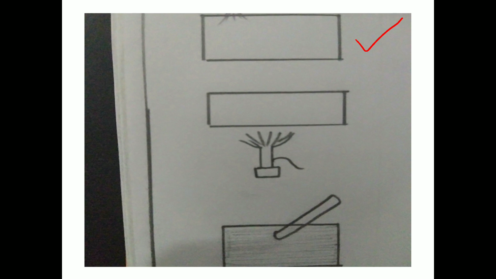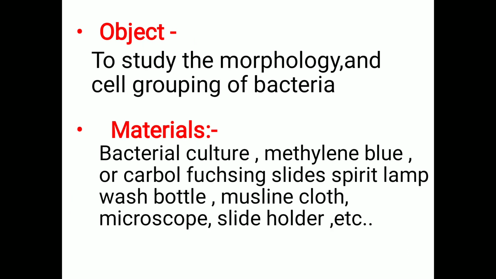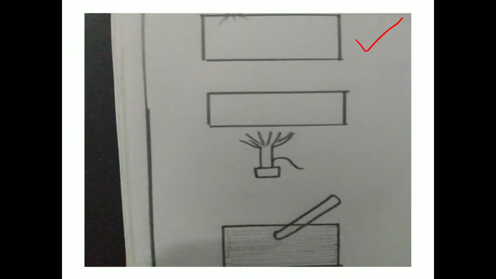That means first we wash the slides with detergent powder, then dry the slide in air. After that, sterilize the slide over the flame. With the help of a spirit lamp, we sterilize the slide by passing it over the flame from both sides, so that whatever microorganisms are present on the upper and lower surface of the slide get killed. So we sterilize the slide in the second step.